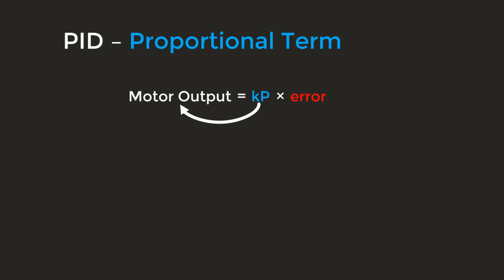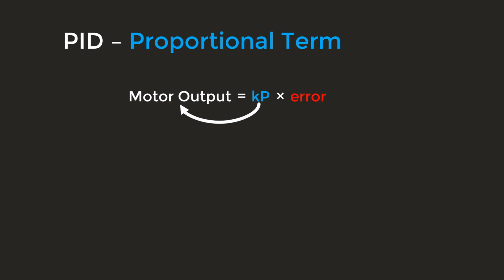For example, if the constant is 0.5, we are saying we want the output speed to be half as big as the error. If we want the robot to go slowly, we can make Kp small to make the motor output small. And if we want it to go fast, we can make Kp bigger to allow more speed to be outputted, and thus making the robot go faster.